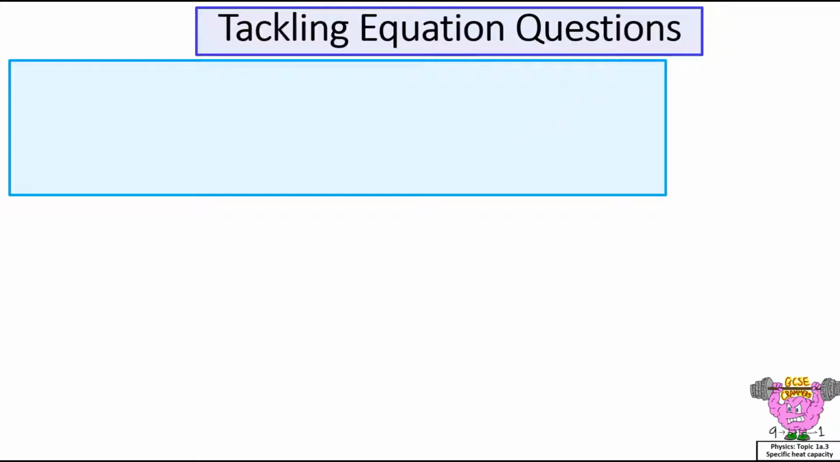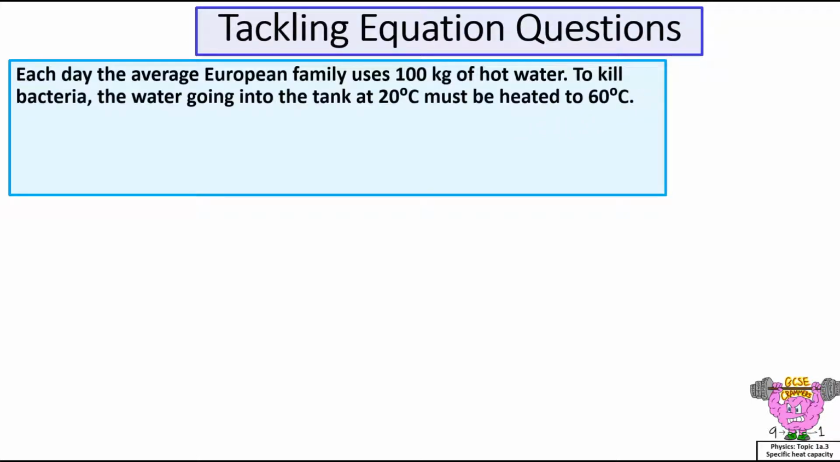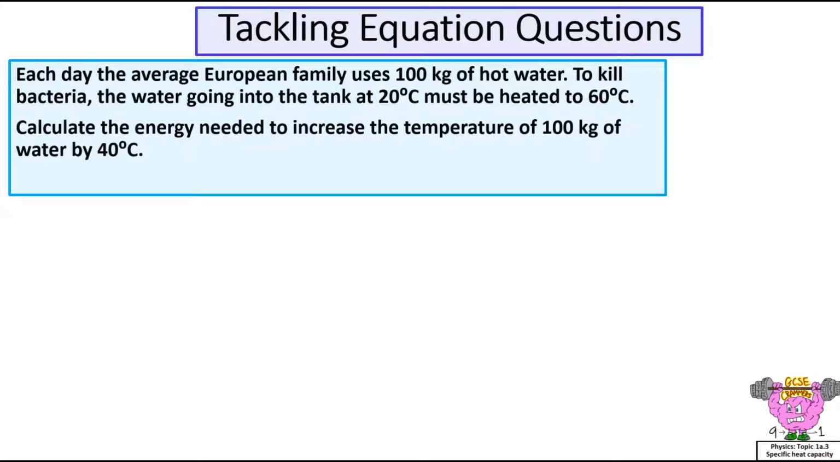Tackling equation questions. Each day the average European family uses 100 kilograms of hot water. To kill bacteria, the water going into the tank at 20 degrees Celsius must be heated to 60 degrees Celsius. Calculate the energy needed to increase the temperature of 100 kilograms of water by 40 degrees C. Specific heat capacity of water equals 4,200 joules per kilogram degrees C.